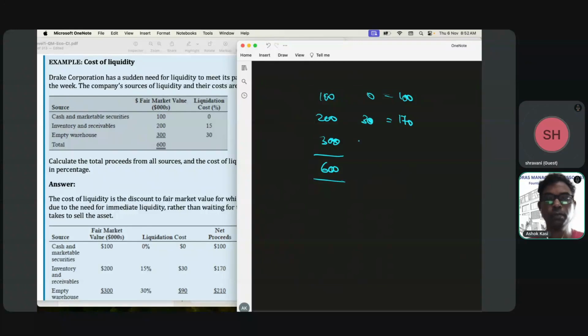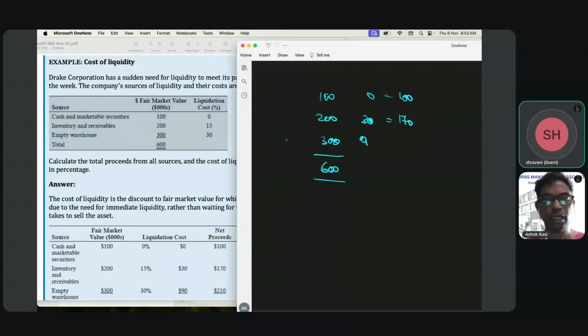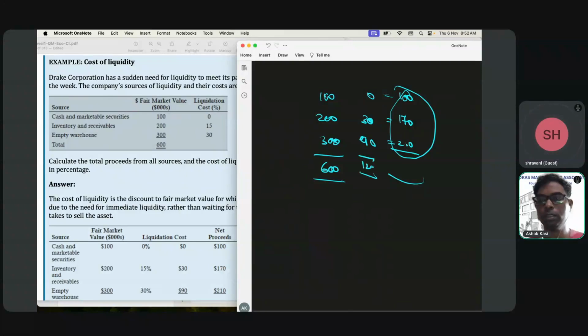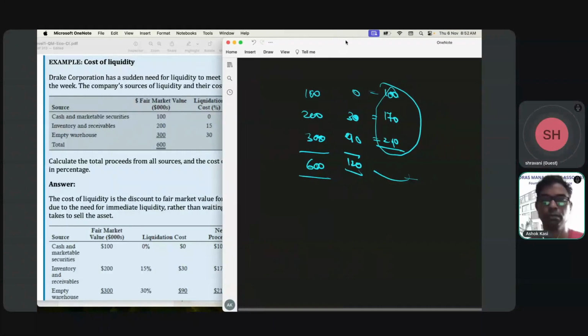Then take 30% of 300, 90. 30% of 300, 90 is gone. So 210. That's it. This is the net amount. Just add up all this. This is the cost. Cost is 120. $410. $480.